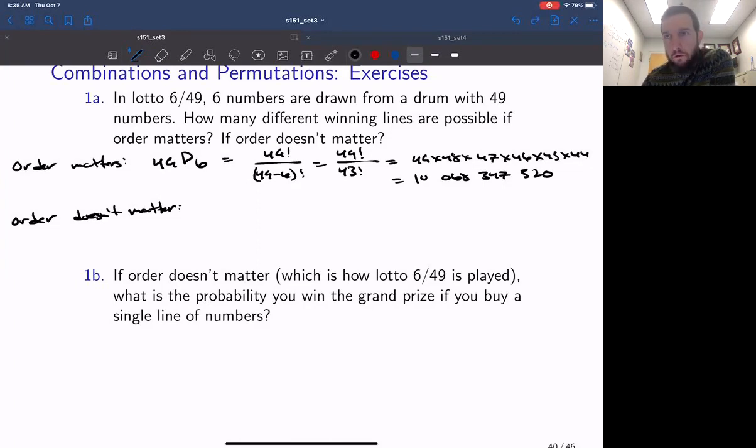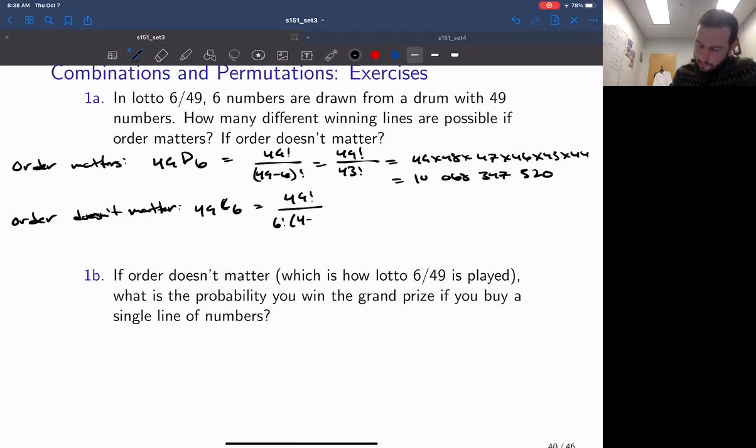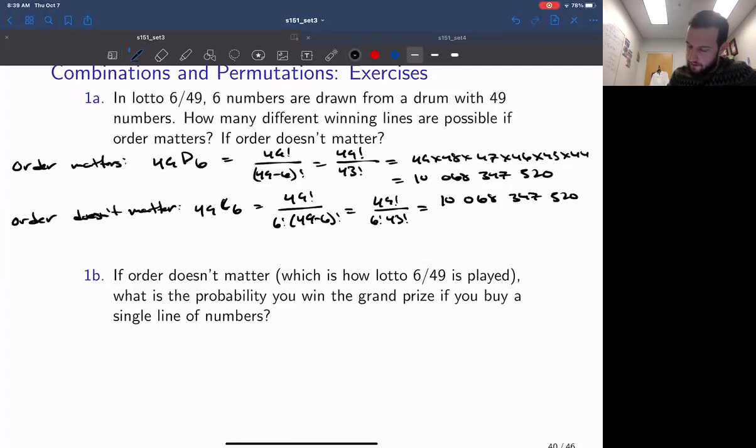Okay, so the second example is when order doesn't matter. So here we would have 49C6. This is going to be 49 factorial over 6 factorial times (49 minus 6) factorial, so 49 factorial over 6 factorial times 43 factorial. This is going to be our solution to the first part, but divided by 6 factorial. So it's 10,068,347,520 divided by 6 times 5 times 4 times 3 times 2 times 1, and that's going to be 13,983,816.